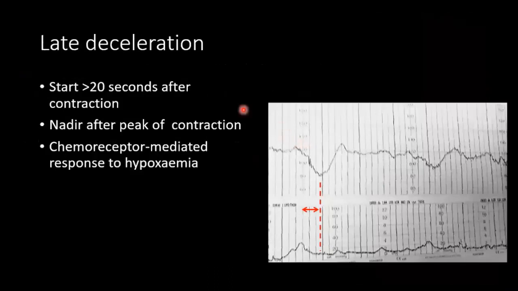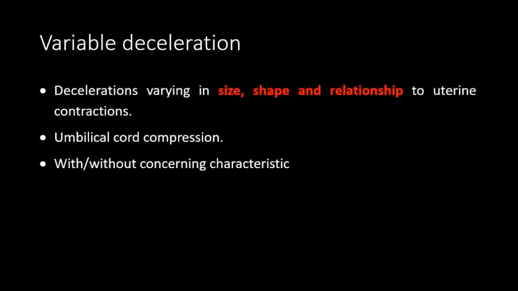Next, I'll talk to you about late deceleration first. So this is what I mean. You have a contraction, and only then do you have the deceleration, and usually it looks like a U shape because it is wide. It will always last more than 1 minute. Okay, so this is abnormal, indicating a chemoreceptor mediated response to hypoxemia, meaning that the baby most likely is hypoxic.